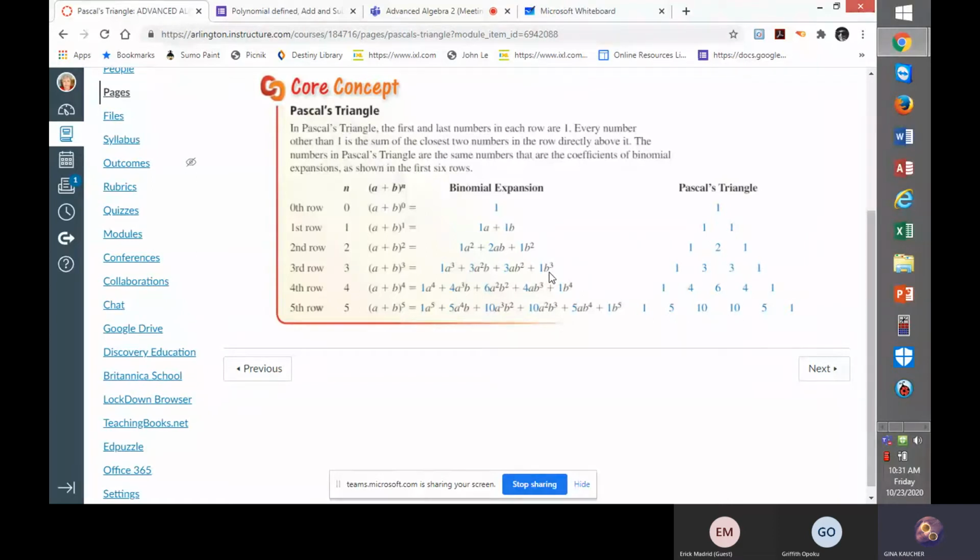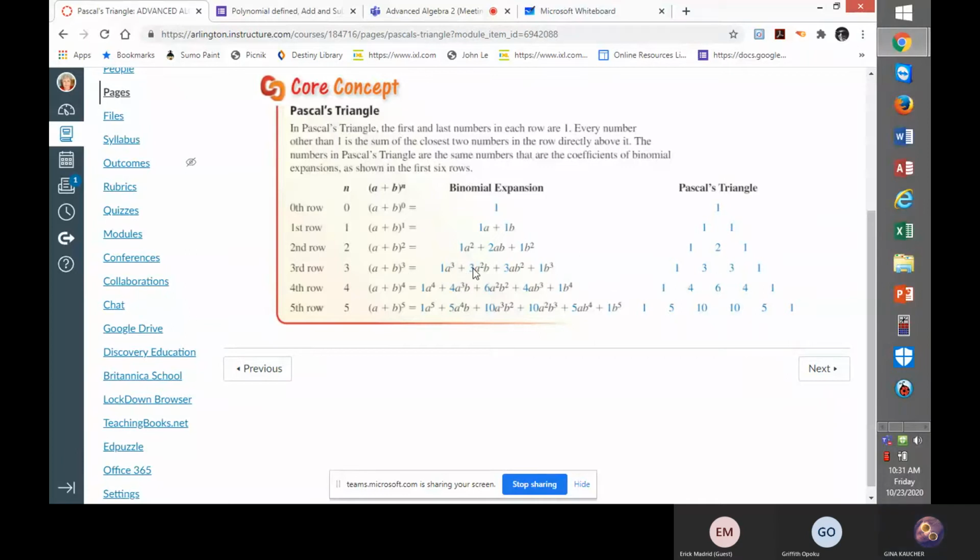Pascal's triangle is built by putting ones along both sides, and then you add these numbers together. 1 plus 1 is 2, 1 plus 2 is 3, 2 plus 1 is 3. Right here you see 1 plus 3 is 4, 3 plus 3 is 6, you see? So you can build this triangle without really having a lot of memory issues. I mean, it's not hard to remember. And so we would be in the 3rd row for the problem that was just done: 1, 3, 3, 1.